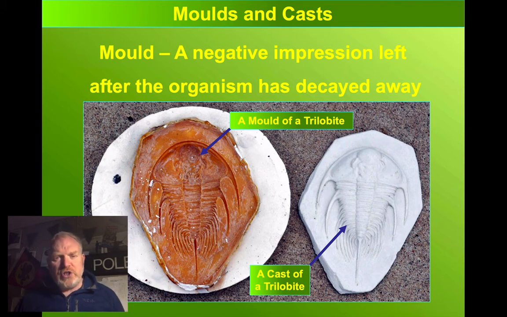That negative impression then can be filled up with other mineral material. Now in this case, we've got plaster of Paris that was used. It fills up that mould and creates a positive impression of the fossil. This is what we call a cast.